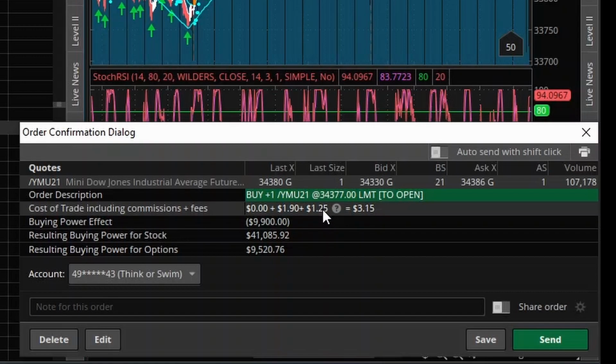So that's just one way. For a round trip, you would double that amount. Essentially, this $1.90 is a number that I've negotiated with TD Ameritrade. This previously was $2.25, and you're able to negotiate with them based on the number of contracts that you trade.